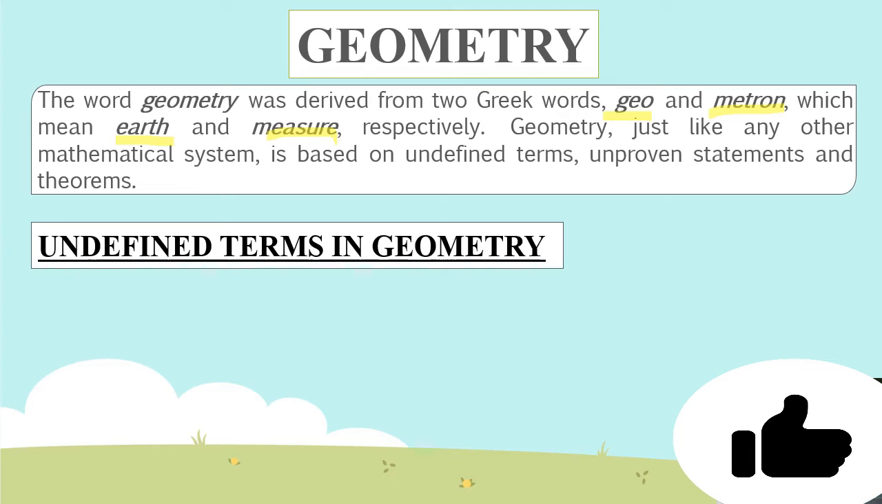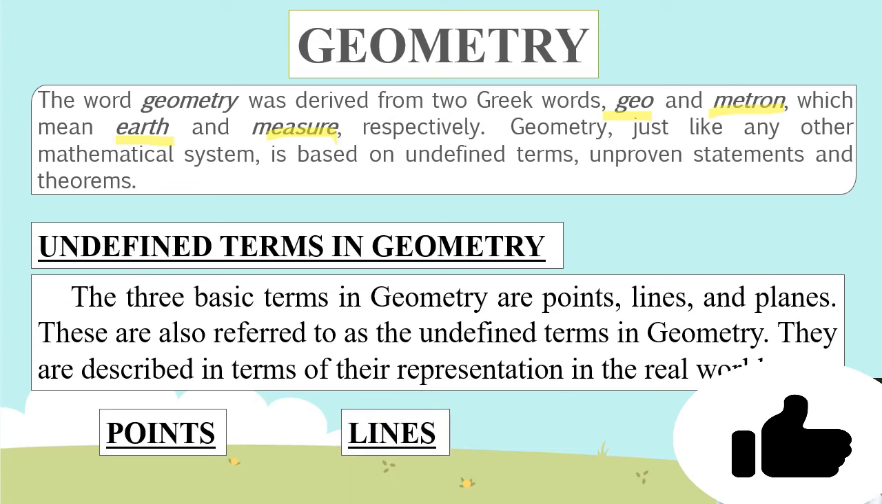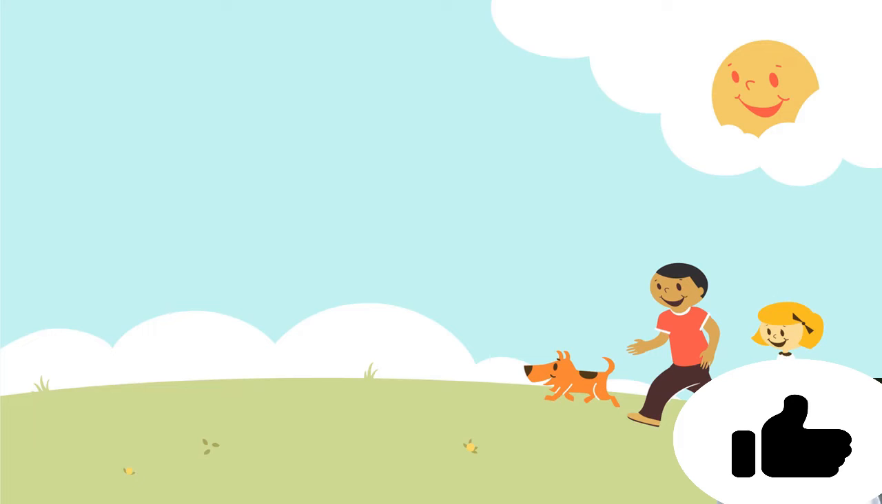Undefined terms in geometry. The three basic terms in geometry are points, lines, and planes. These are also referred to as the undefined terms in geometry. They are described in terms of their representation in the real world. First one is points. Second, that will be lines. Third one, that will be planes. Let's start with points.